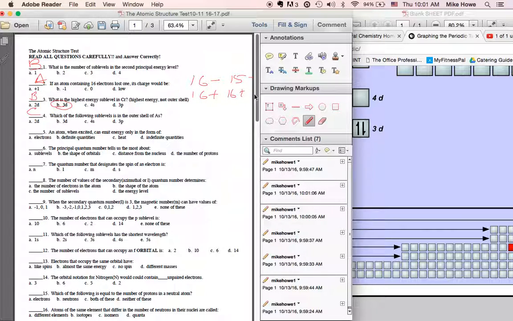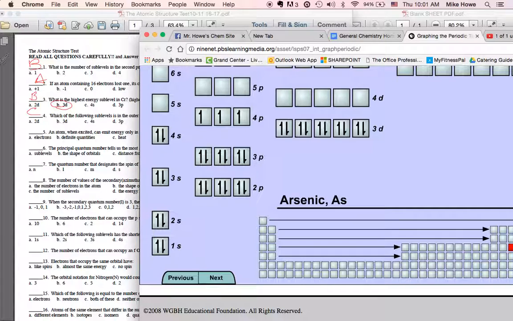All right, an atom when excited can emit energy only in the form of definite quantities. Okay, so it emits energy when it's excited in definite quantities.